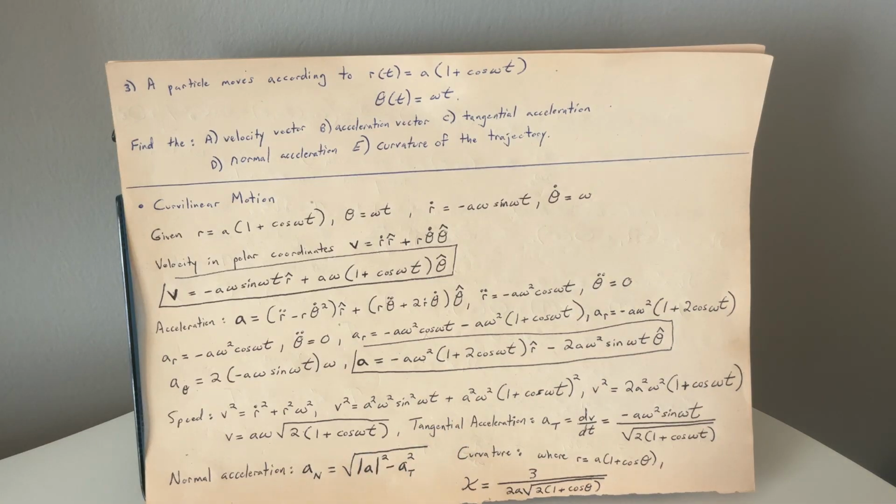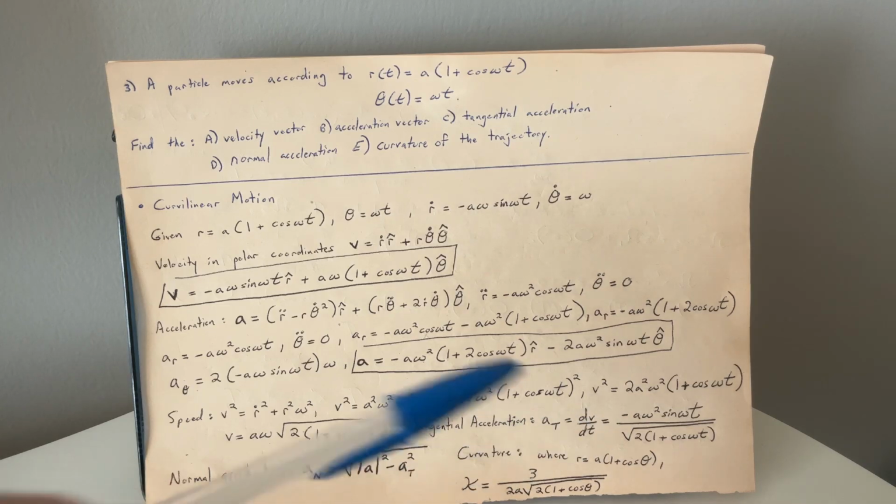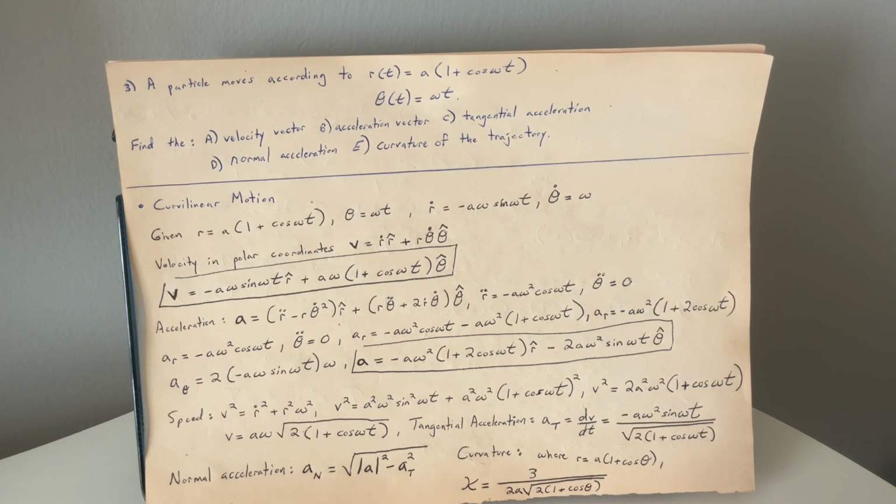Our tangential acceleration now, that's going to be a sub t equals dv dt, and that's going to equal negative omega squared sine omega t divided by the square root of 2 times the quantity 1 plus cosine omega t. So our normal acceleration now, that's going to be a sub n equals the square root of the absolute value of the acceleration vector squared minus a sub t squared.